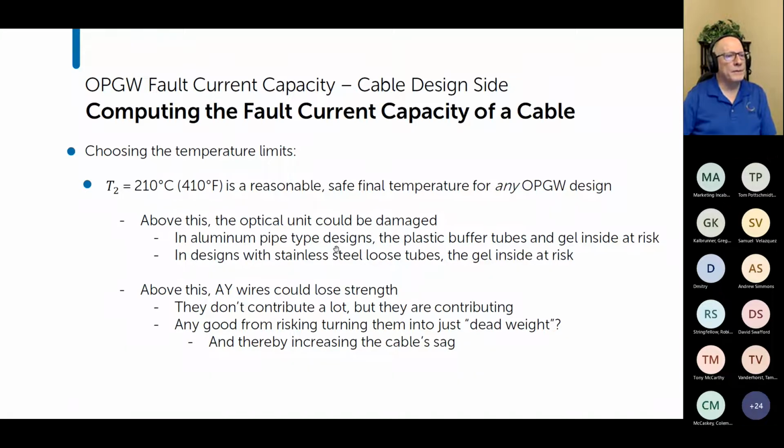In an aluminum pipe type design, you've got plastic buffer tubes with gel, and the tubes and or the gel could begin to get damaged by that much heat. In designs with stainless steel loose tubes, whether center tube or stranded, the gel inside begins to come into risk. Incidentally, the fiber itself, for a short exposure, no problem. So it's other components, though, of the optical unit that you have to worry about.